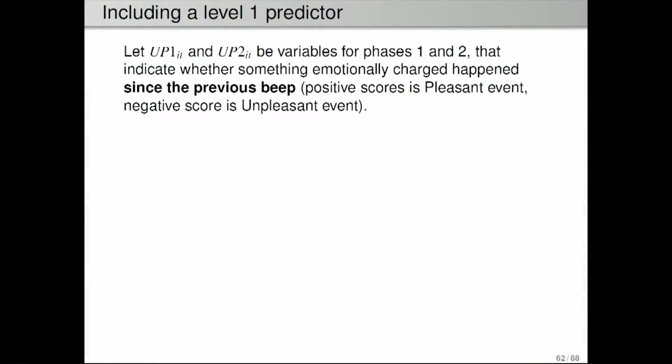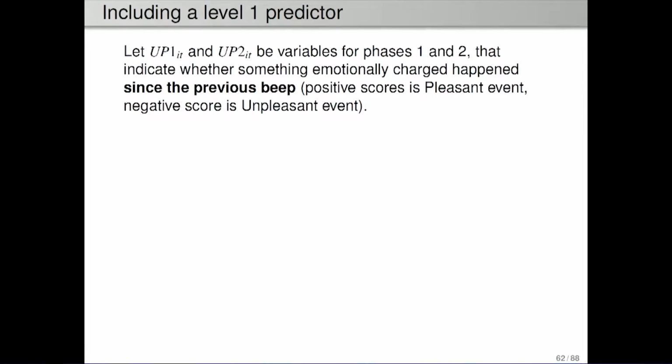Then another way to extend this model is by including a level 1 predictor. So it's a level 1 predictor. And again, I have it for the two phases, so pre-treatment phase and post-treatment phase. It was one variable to begin with, but then I made it into 2 variables. And it indicates whether something emotionally charged happens since the previous beep.